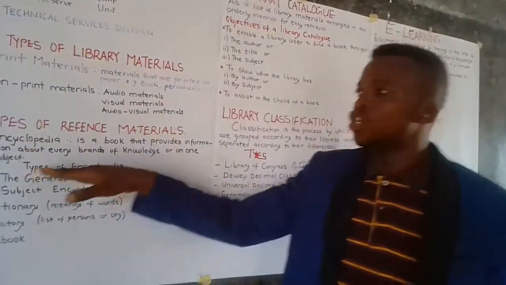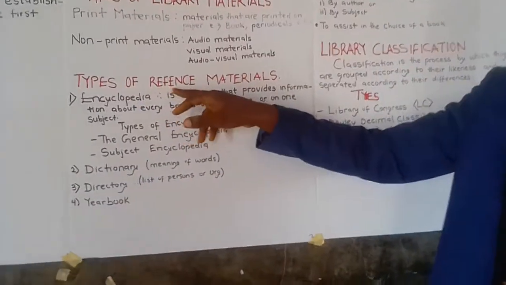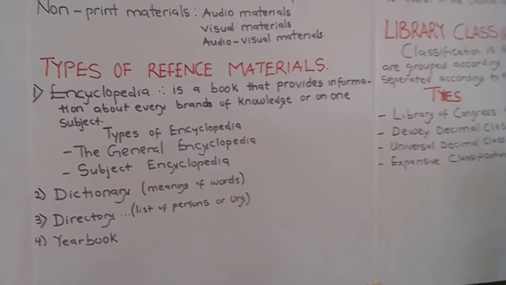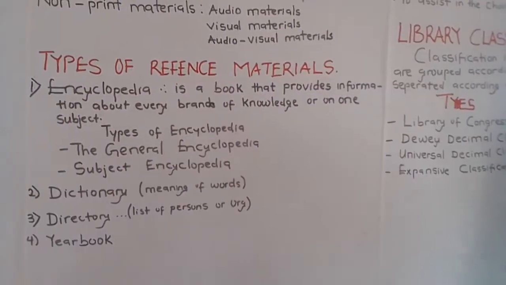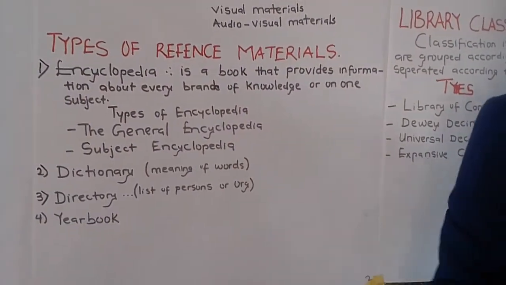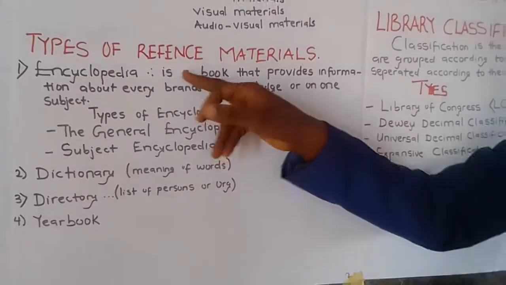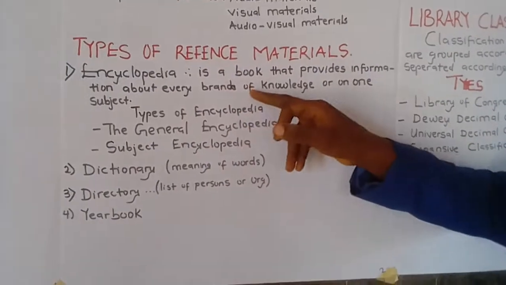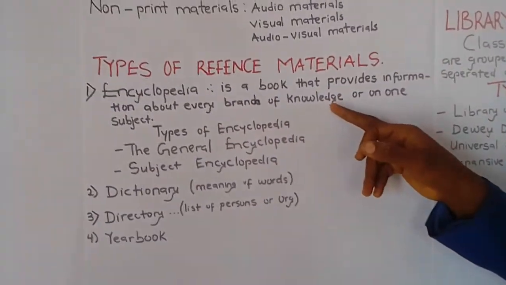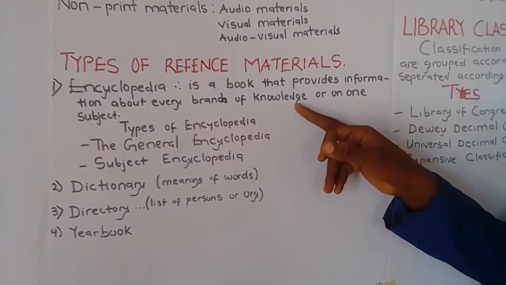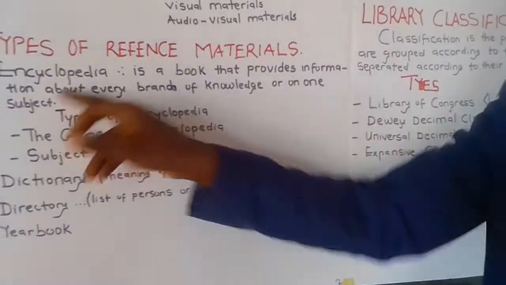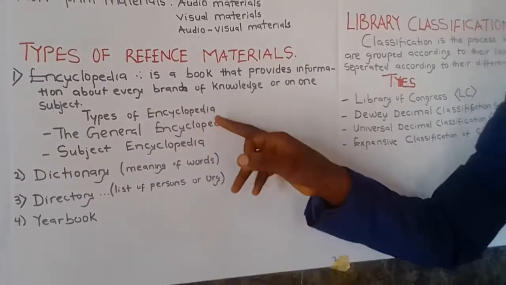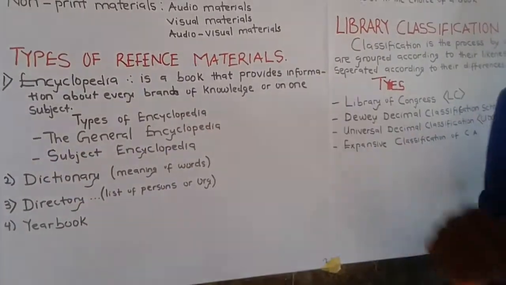Now let's move to the next topic, types of reference materials. Number one we have is encyclopedia. What is encyclopedia? Encyclopedia is a book that provides information about every branch of knowledge, or one subject. We have two types of encyclopedia. We have the general encyclopedia and we have the subject encyclopedia.